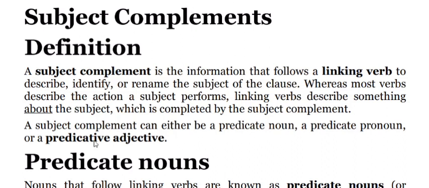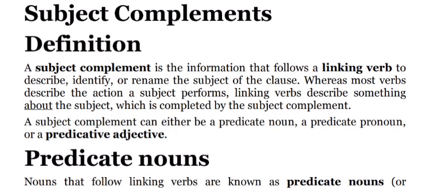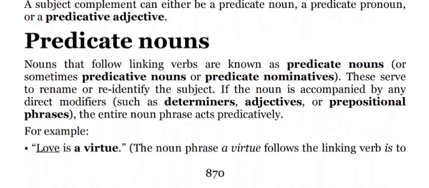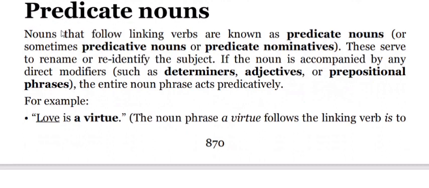A subject complement can either be a predicate noun, a predicate pronoun, or a predicative adjective. Now, what are predicate nouns? Nouns that follow linking verbs are known as predicate nouns, or sometimes predicative nouns or predicate nominatives. These serve to rename or re-identify the subject.